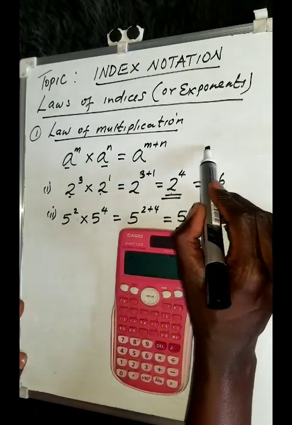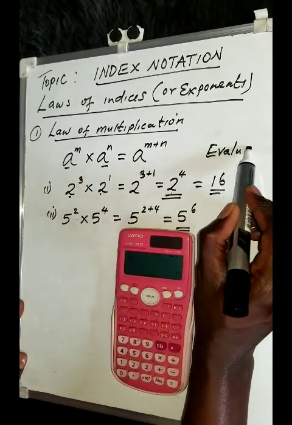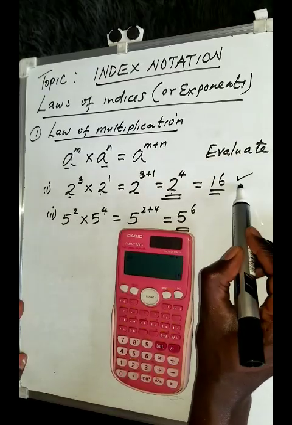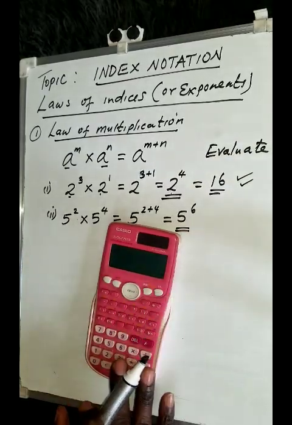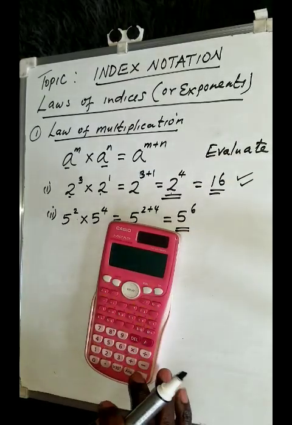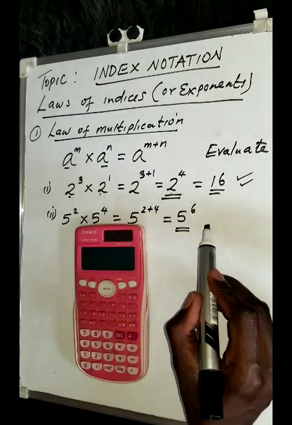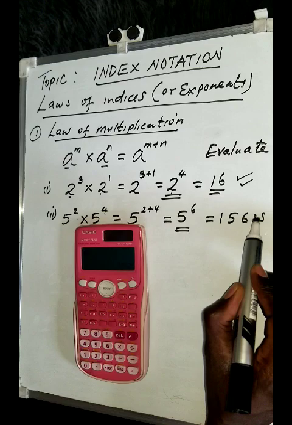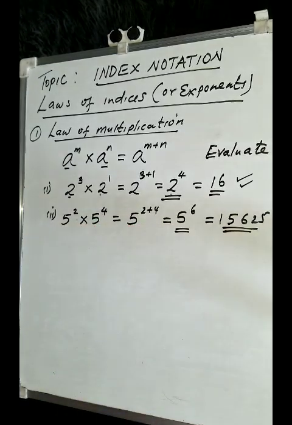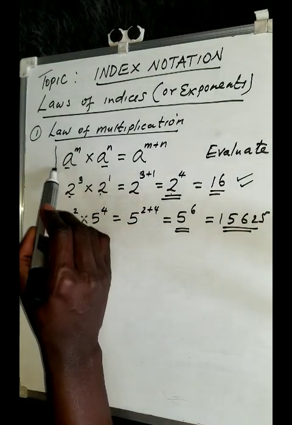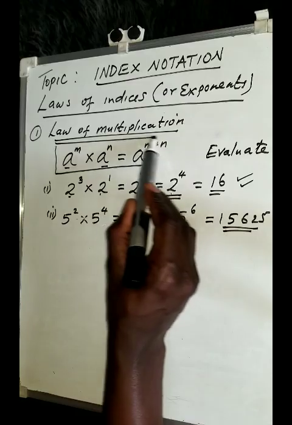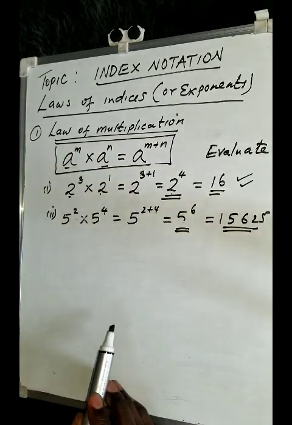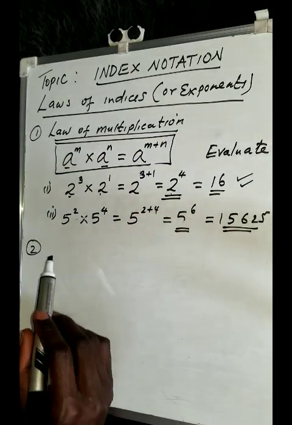So if the question was saying evaluate, then it simply means give them the actual value. And of course, 5 raised to the power 6, it's a very big value, that is giving me 15,625. So this is what we call the law of multiplication. Let's look at the second one.